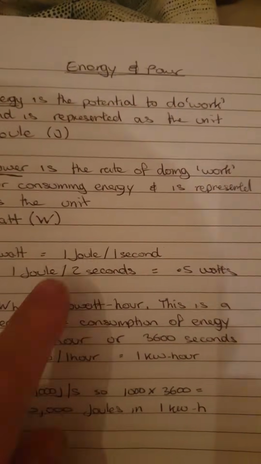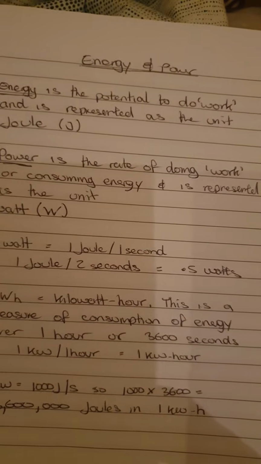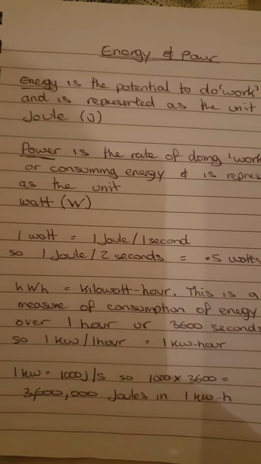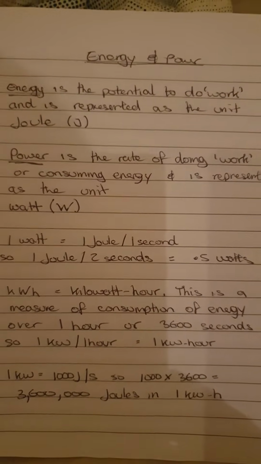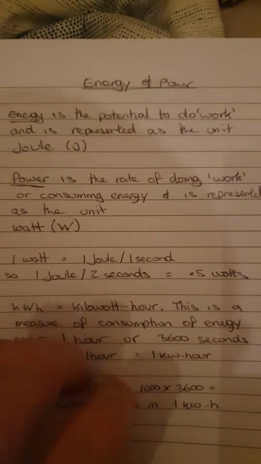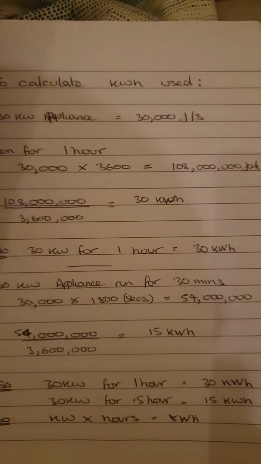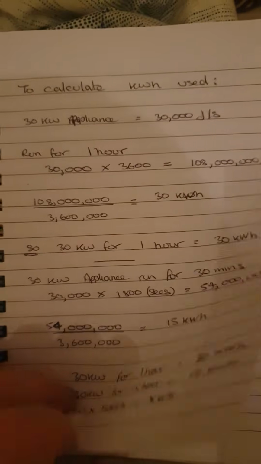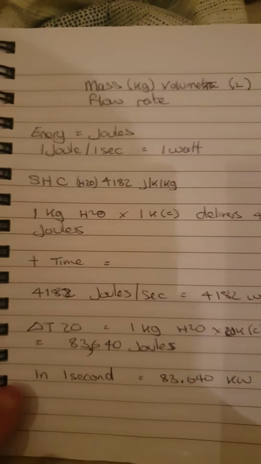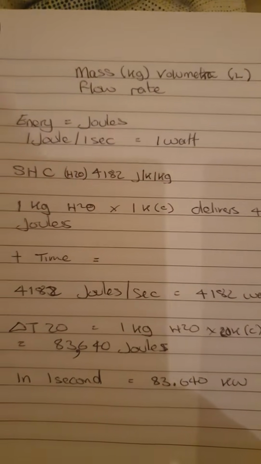And as I said before, the critical point of time here, so 1 joule in 2 seconds equals 0.5 watts. Now we're not interested in the kilowatt hour part for this, so we can skip the kilowatt hour part of the first video that we made.